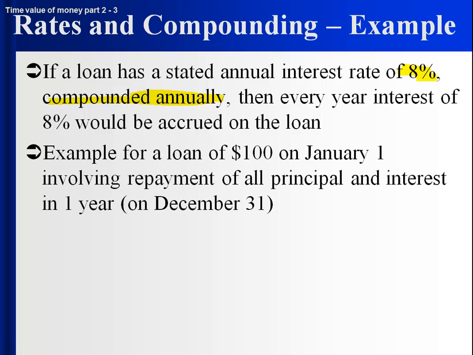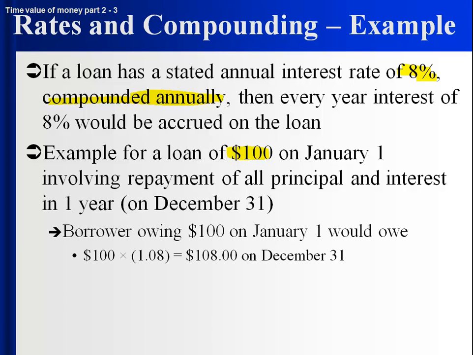So suppose on January 1st, we borrow $100. At the end of the year, we have to pay back all principal, which is $100, and all interest. Because interest is compounded annually, December 31st is the day that interest is figured out. It's 8%, so you'd owe $108. The original 100 captured by the 1 plus the 8% of the 100. That's why we multiply by 1.08.